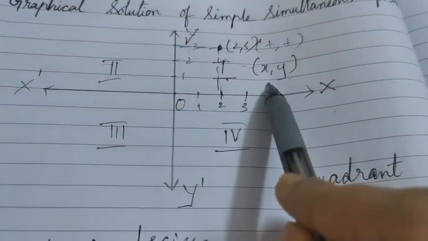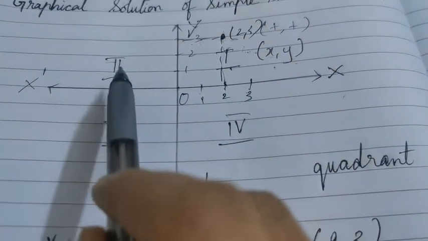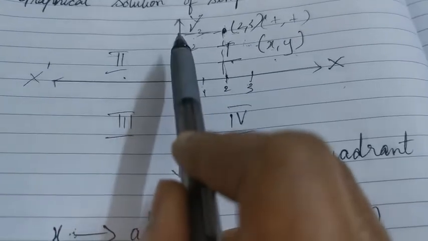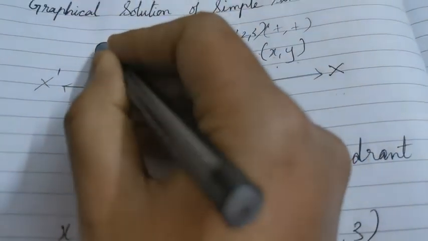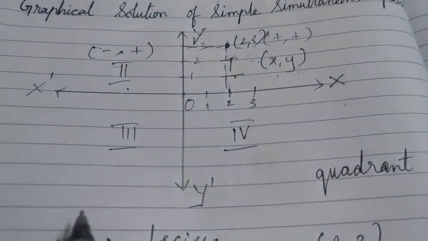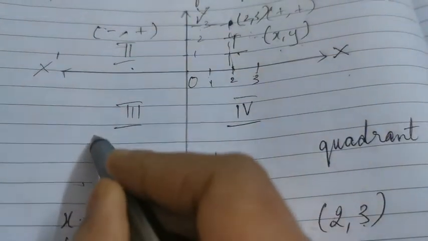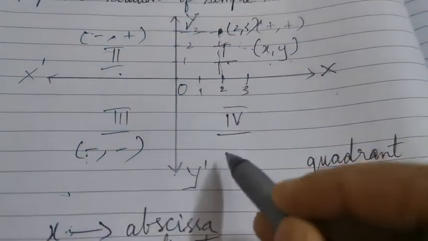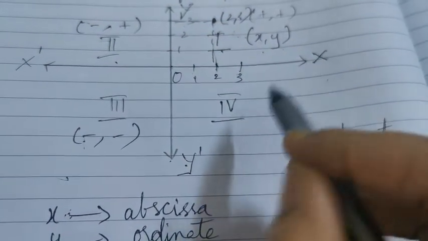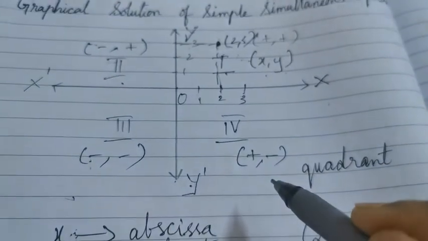So in the first quadrant, x and y both will be positive. If we move to the second quadrant, it lies between negative x-axis and positive y-axis. So the value of x is negative and the value of y is positive. The third quadrant lies between negative x-axis and negative y-axis. So both the values will be negative. The fourth quadrant lies between negative y-axis and positive x-axis. So the value of x will be positive and the value of y will be negative.